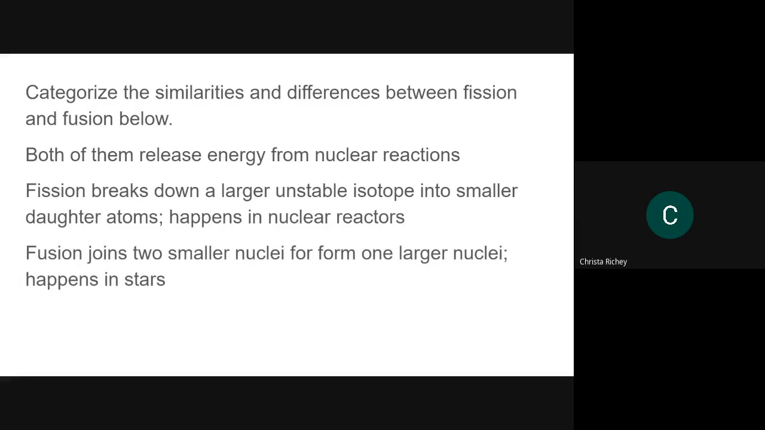Fission and fusion, they both create energy from nuclei. The difference is fission takes one big one and breaks it into smaller daughters, and fusion takes two smaller parents and puts them into a larger daughter. That's the difference between the two.